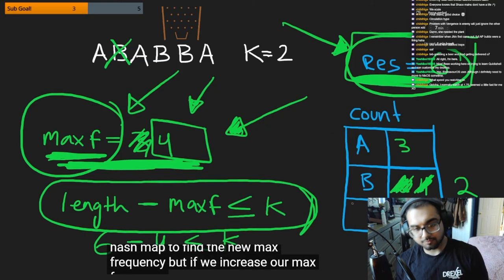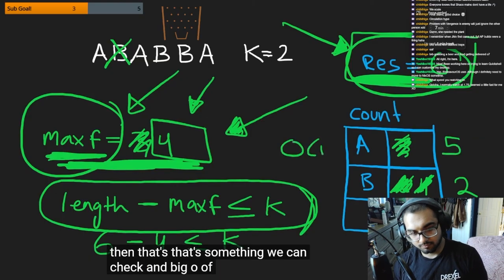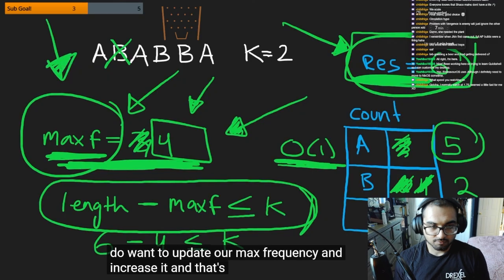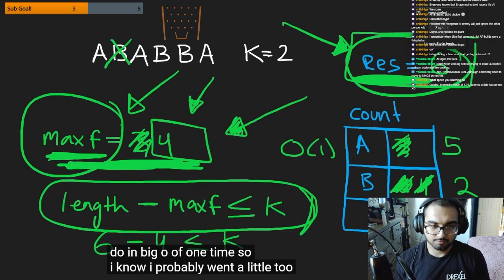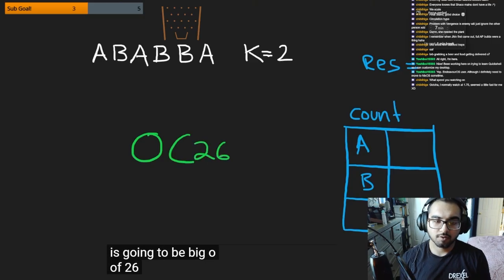But if we increase our max frequency, for example, if I took this A and from 3 set it equal to a 5, then that's something we can check in big O of one time. And if we increase this, then we definitely do want to update our max frequency and increase it. And that's something we can do in big O of one time. So I know I probably went a little too long into this, but the main idea I'm trying to get at is that the easy way to solve this problem with a sliding window is going to be big O of 26 times n, which is technically linear.